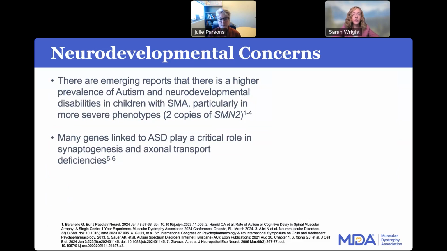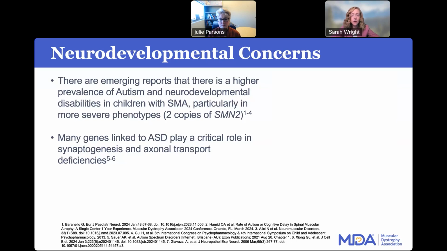So one really emerging concept is neurodevelopmental concerns. And again, I think that this is something that maybe clinicians had recognized in passing, but went under the radar, particularly for some of our more severely affected patients. And so over the past few years, there have been numerous emerging reports and even newer reports since this slide set was created that discuss a higher prevalence of patients with spinal muscular atrophy who have concurrent neurodevelopmental disabilities, impairment in cognition, and potentially autism.